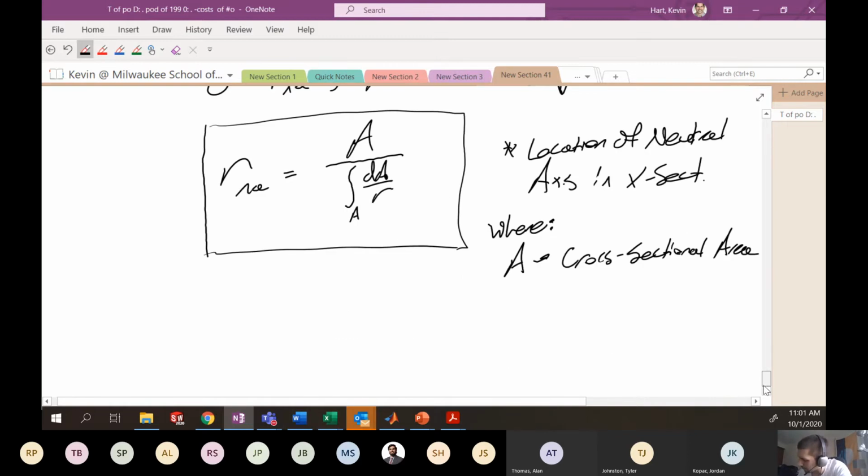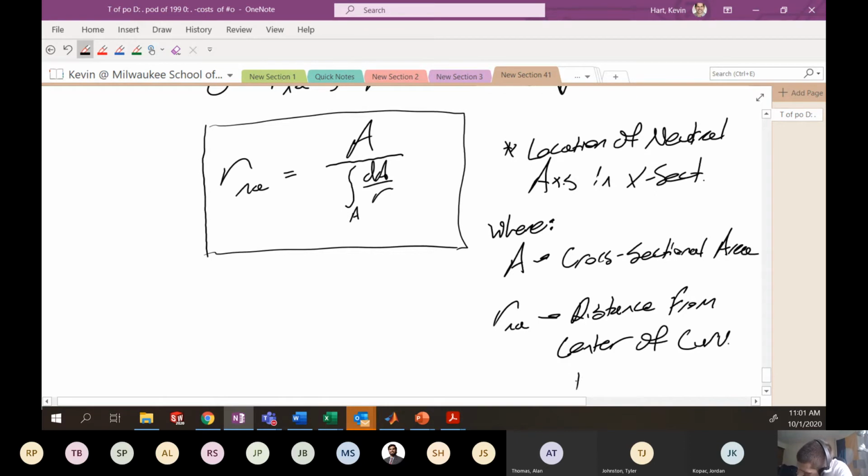Where A is the cross-sectional area, and R and A we've defined before. This distance from the center of curvature to the neutral axis. Okay.